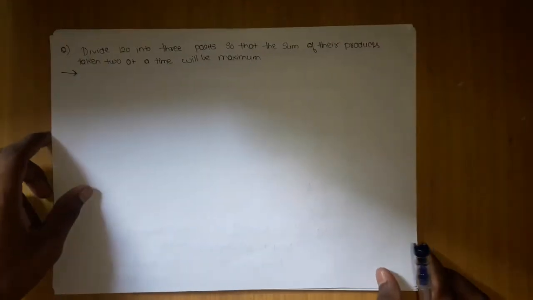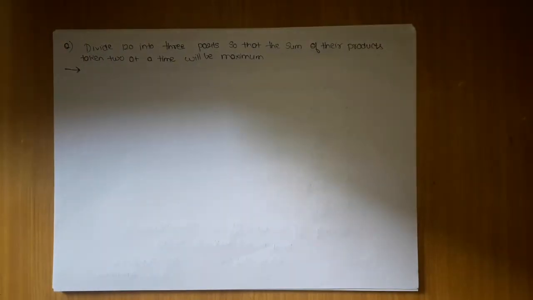With this said, now let's begin with the questions. So the first question which we are going to take in this session is this question. The question is as follows: divide 120 into 3 parts so that the sum of the products taken 2 at a time will be maximum.